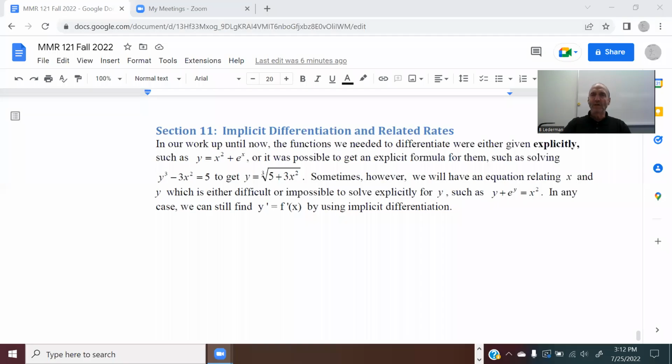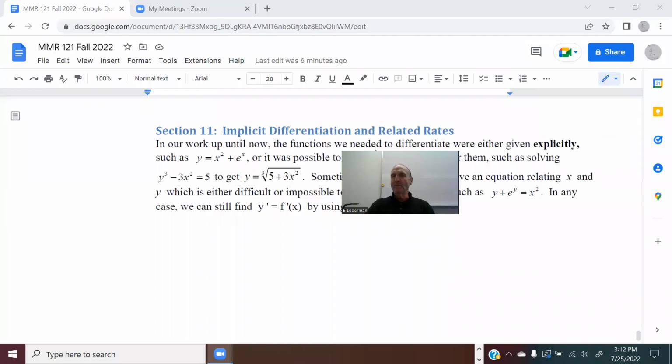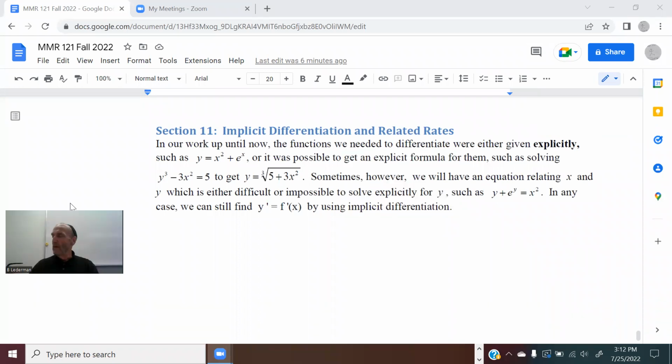And then the second thing, the main thing, is to work out a whole bunch of problems and show you how implicit differentiation actually works. So let me share my screen with you, and we're going to start with the motivation. So here's implicit differentiation. The next thing is related rates. That's going to be later on in this section, but we're going to start with implicit differentiation.